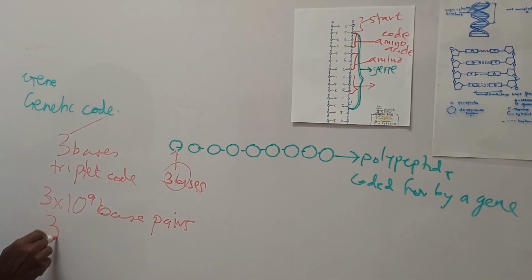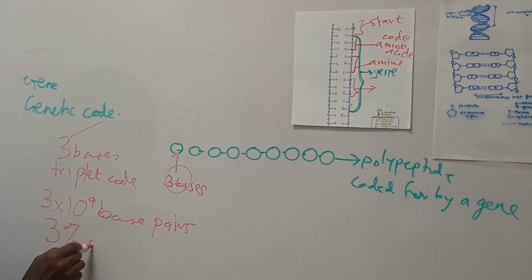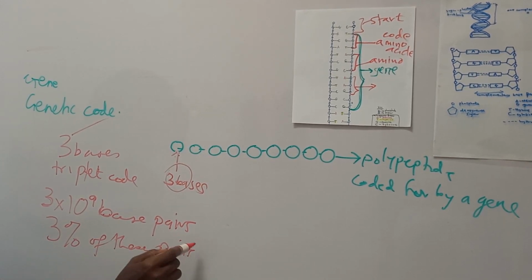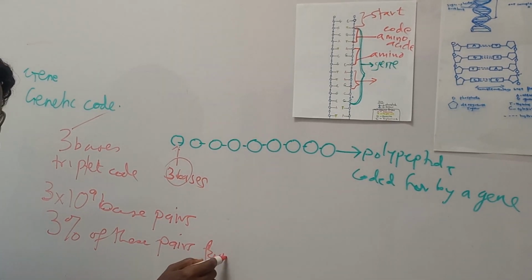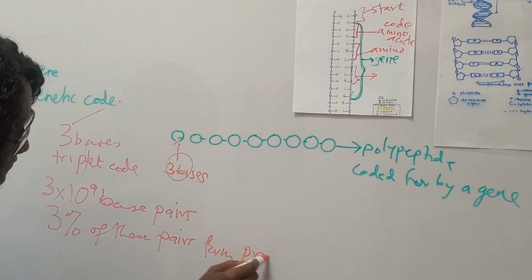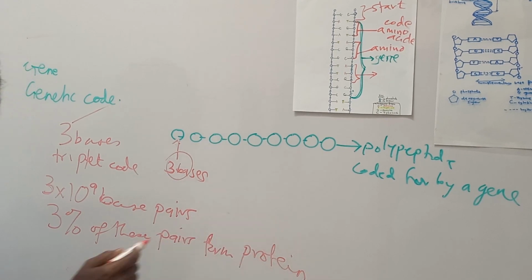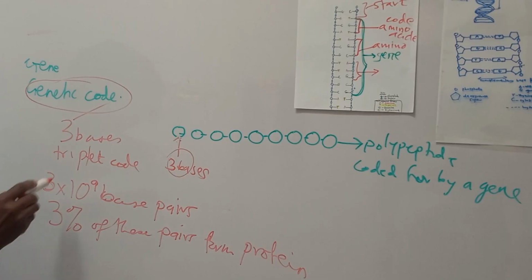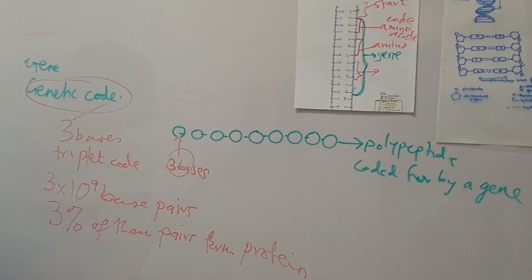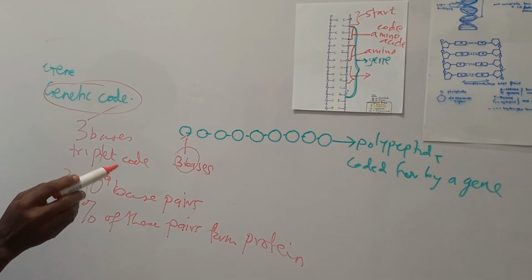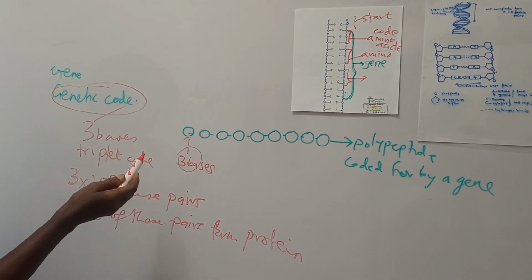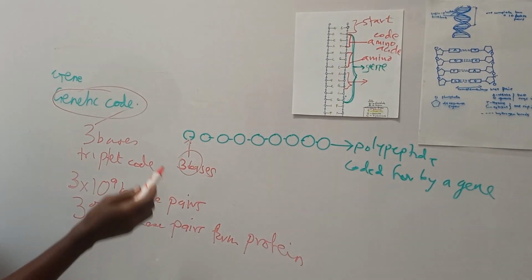And it's only 3% of these base pairs that form protein. So a greater part of the triplets do not code for any amino acid. They code to start the beginning of a polypeptide, the end of a polypeptide.